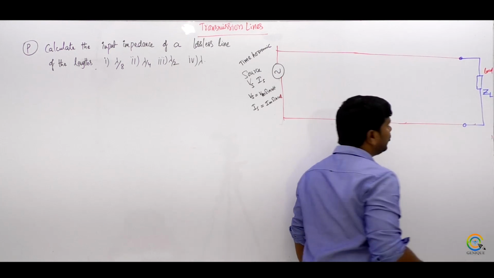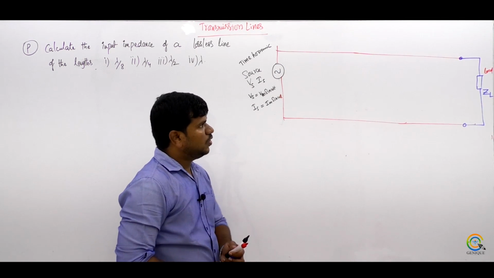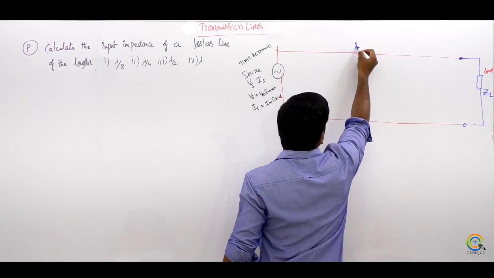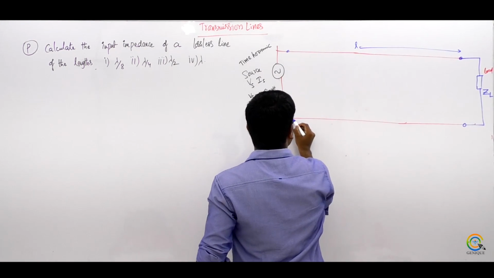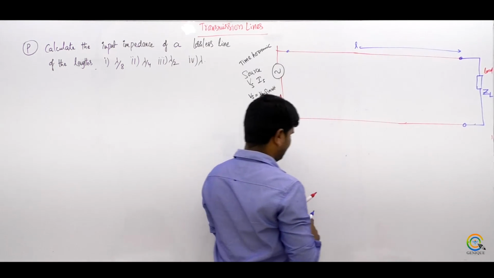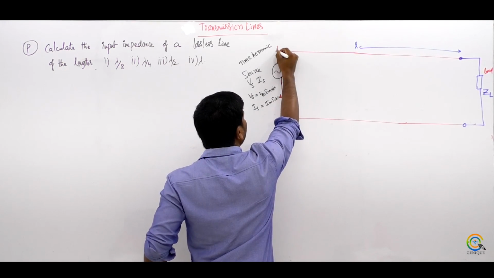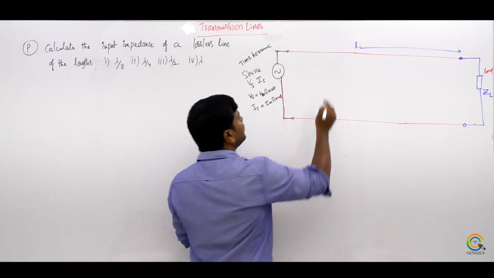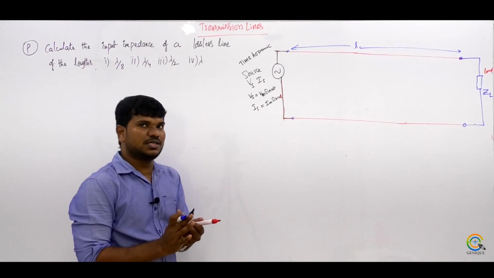Already I said we will be calculating any parameter from the load point of view. Let us suppose the length of the line is L. It is the source and it is connected to this. Let us suppose I am writing with this source as a black pen. So this is the length of the line L. It may be 100 kilometers, 1000 kilometers, won't bother.